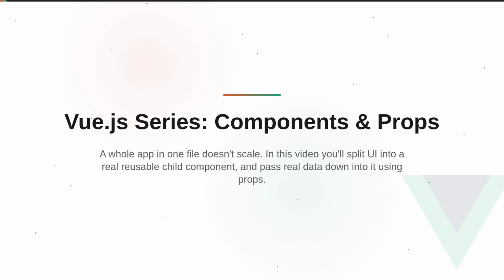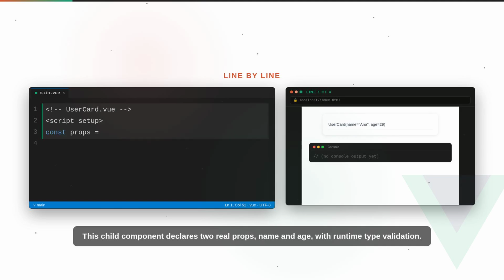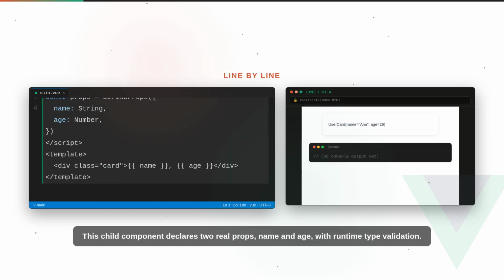A whole app in one file doesn't scale. In this video you'll split UI into a real reusable child component and pass real data down into it using props. This child component declares two real props, name and age, with runtime type validation.